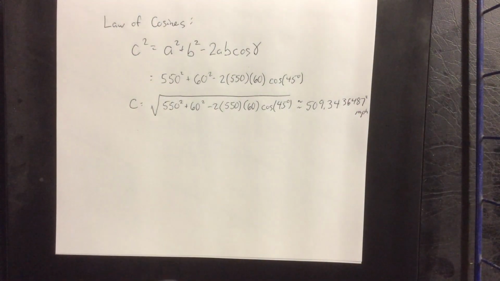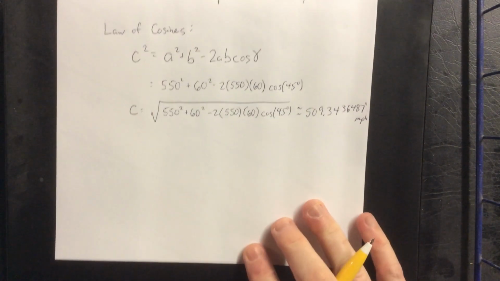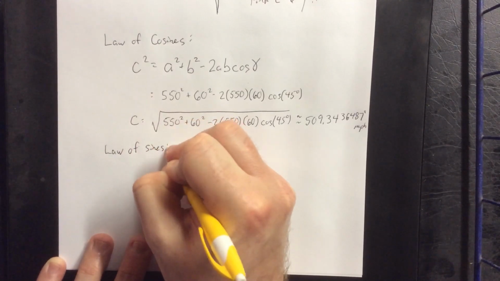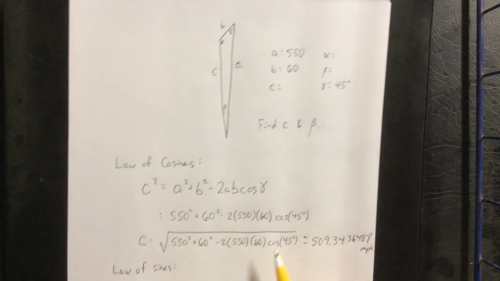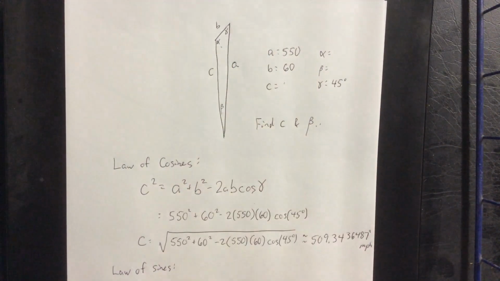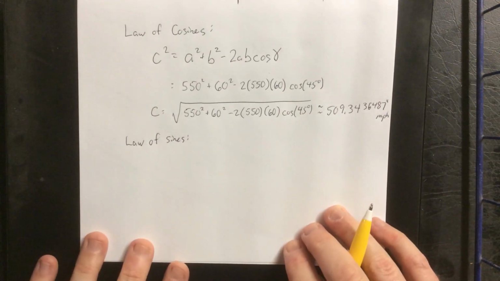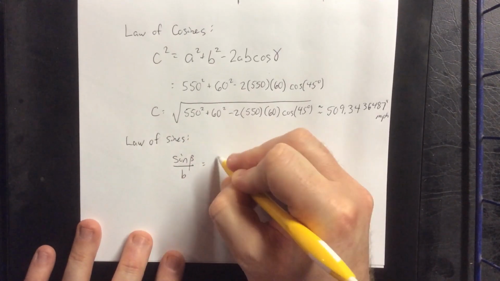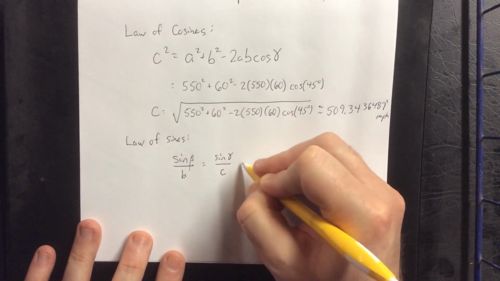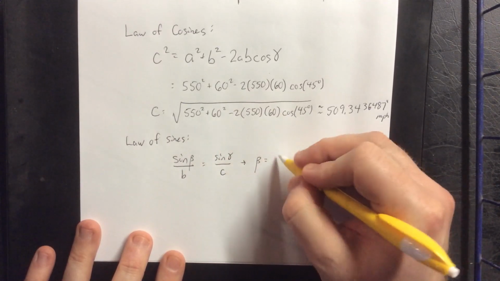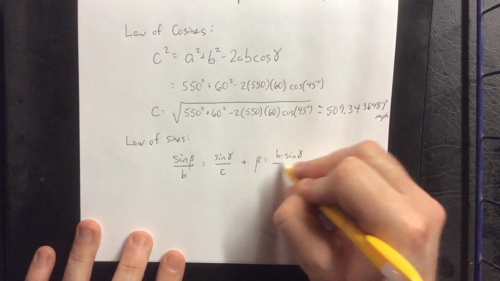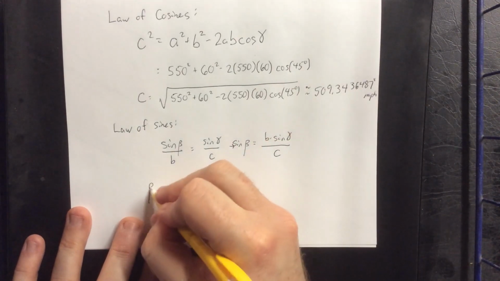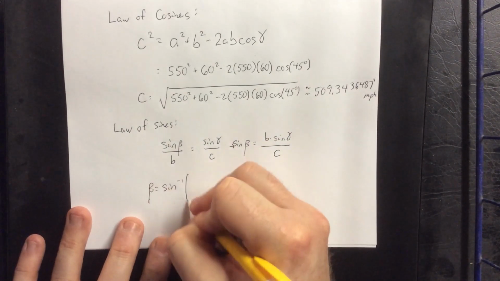Next, I'm interested in solving for beta. Now to solve for beta, I'm going to be using the law of sines. And I feel comfortable about that because I am not finding the largest angle of the triangle. I'm actually finding the smallest angle of the triangle. I know this because B is the smallest side. So sine of beta over B is going to be equal to the sine of gamma over C, meaning that beta is going to be equal to B times the sine of gamma divided by side C. Excuse me, sine of beta is equal to that. Beta will be equal to the arc sine of all of that.